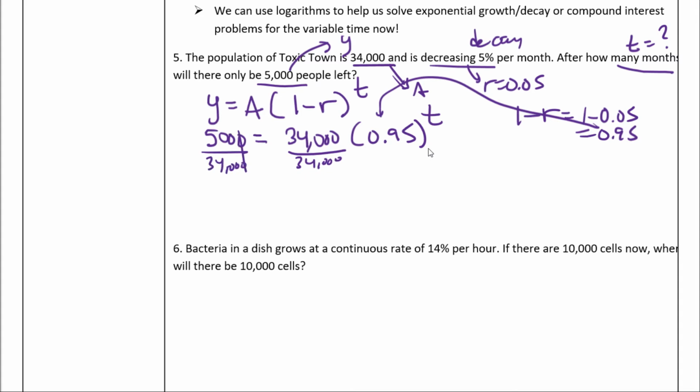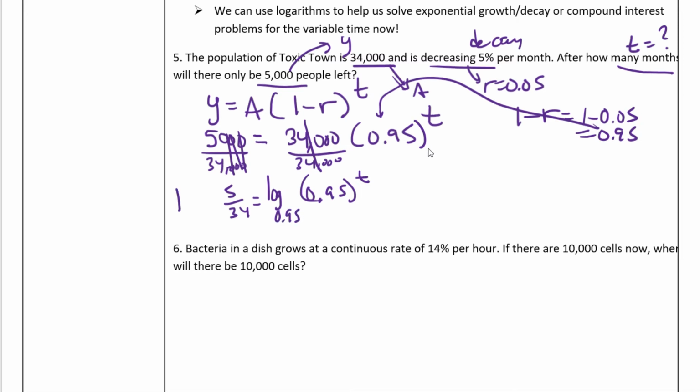The zeros here cancel. So this is 5 over 34, and that cancels. So we got 5 over 34 equals 0.95 to the t power. How do we get rid of the 0.95? We need to do a log, more specifically a log of 0.95, so that'll cancel. Now the 0.95s cancel, and I get my t. So t equals log base 0.95 of 5 over 34.